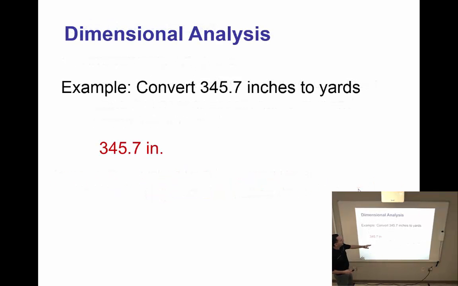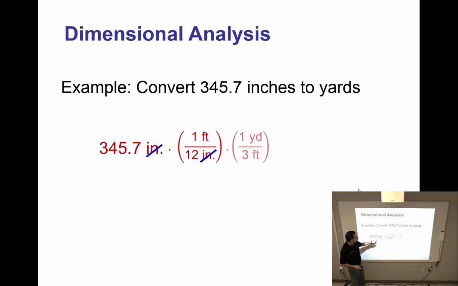So let's do an example. This is a very simple example. If I want to go from inches to yards, I'm going to have linking units, and I'm going to have those be feet. So I'll go from inches to feet, and then convert from feet to yards. So 345.7 inches. Here's my first conversion factor. It's going to convert this to feet. My inches are canceling out. I'm multiplying through. Here's the second conversion factor to cancel out the feet, so that my answer is in yards. I get 9.602 yards. So in this case, I'm using two conversion factors with linking units to go from inches to yards.